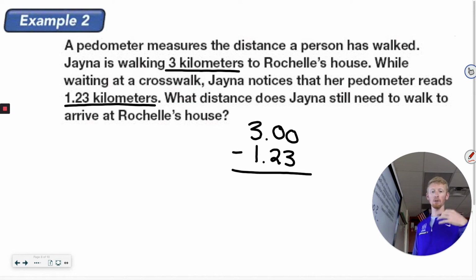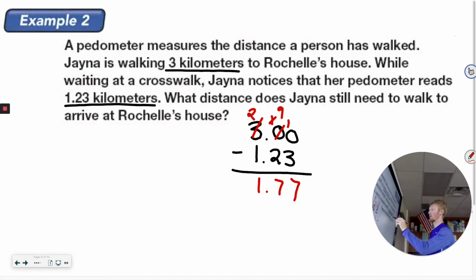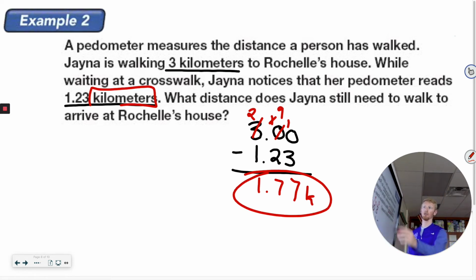Once again, I need to borrow twice here. Borrow once from the 3, that becomes a 2, that becomes a 10, but I need to borrow from that 10. So that's going to become a 9, and this then becomes a 10. Now I can do my subtraction problem. 10 minus 3 is 7, 9 minus 2 is 7, 2 minus 1 is 1. And then look for your label, kilometers. 1.77 kilometers is the distance that she still needs to walk to arrive at Rochelle's house.